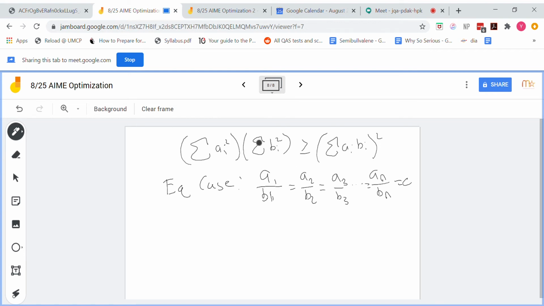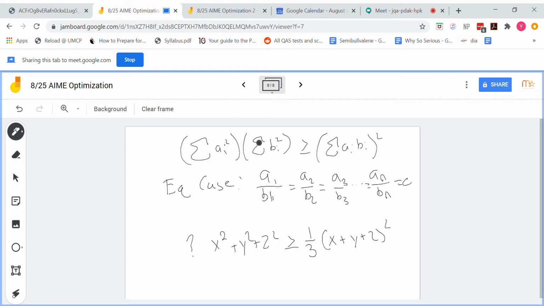And so some special cases where this would be useful is, for example, suppose you want to prove that x squared plus y squared plus z squared was at least 1/3 times (x plus y plus z) squared. How would you prove this? Well, you could expand it out, right? But there's a much cleaner way of proving this.